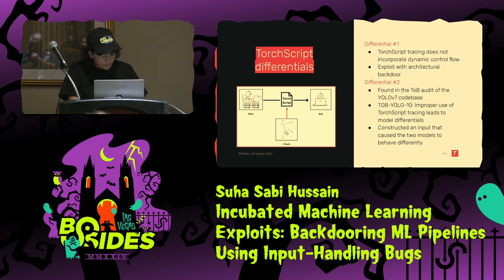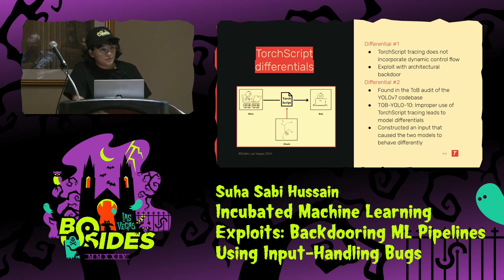We were able to create 2 differential proof of concepts with TorchScript. TorchScript's a popular format to store ML models in for a bunch of reasons, but mostly performance and portability. But you can make a parser differential with it and chain it to an architectural backdoor. That's because you can turn a PyTorch model into a TorchScript one through tracing or scripting, and tracing doesn't incorporate dynamic control flow. So all you have to do is represent the malicious components for the backdoor through dynamic control flow.